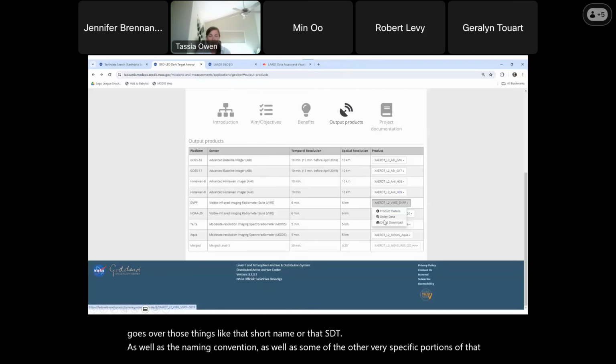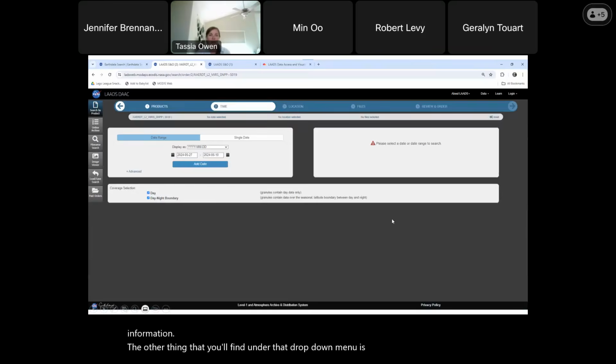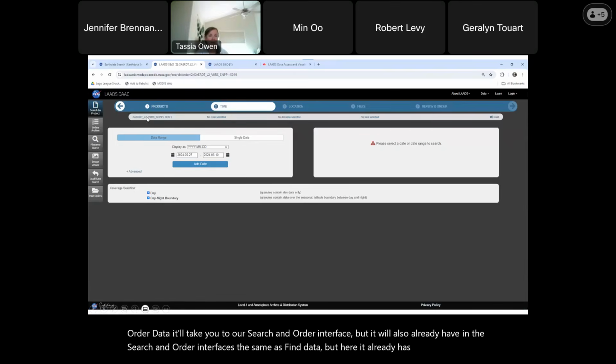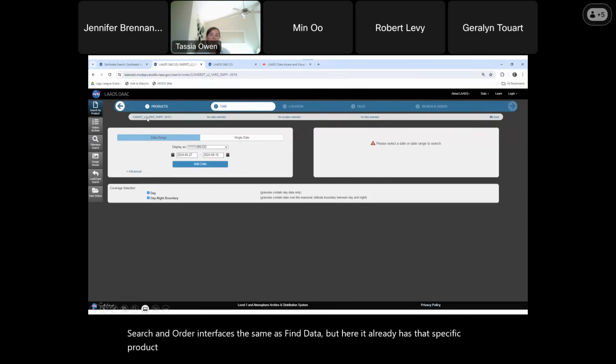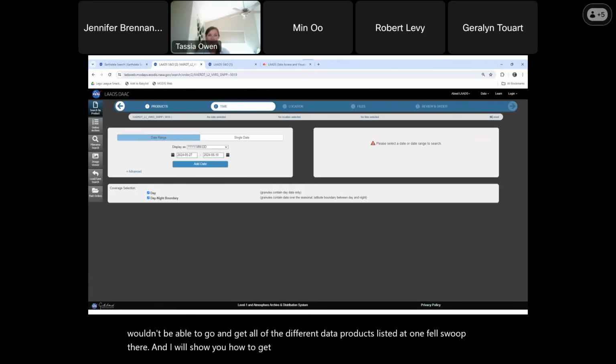The other thing that you'll find under that drop-down menu is the order data. Under order data, it'll take you to our search and order interface, which is the same as find data. But here it already has that specific product populated for you because you pulled it directly from that one page. So you wouldn't be able to go and get all of the different data products listed at one fell swoop there. And I will show you how to get there in a little bit.